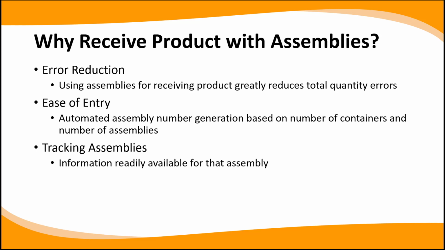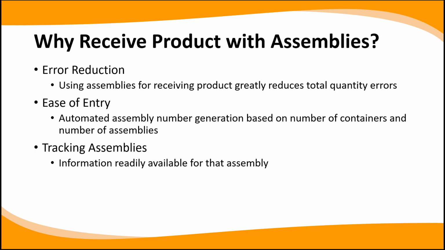The second reason is ease of entry. By using assemblies to receive product, you no longer need to enter each container and container quantity received from your supplier. The assembly and container numbers will also be automatically generated by the system based on what you specified.